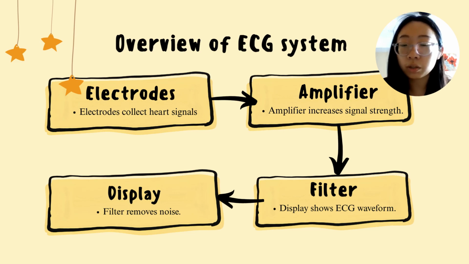Filters remove unwanted noise and interference. Common sources of noise include electrical equipment, muscle movement, and power line interference from the surrounding environment. Finally, the clean and amplified signal is displayed on a monitor or computer screen as an ECG waveform. Medical professionals can analyze the waveform to assess the patient's heart condition. Among these stages, the amplifier plays a critical role because without amplification, the ECG signal would be too weak to observe accurately.